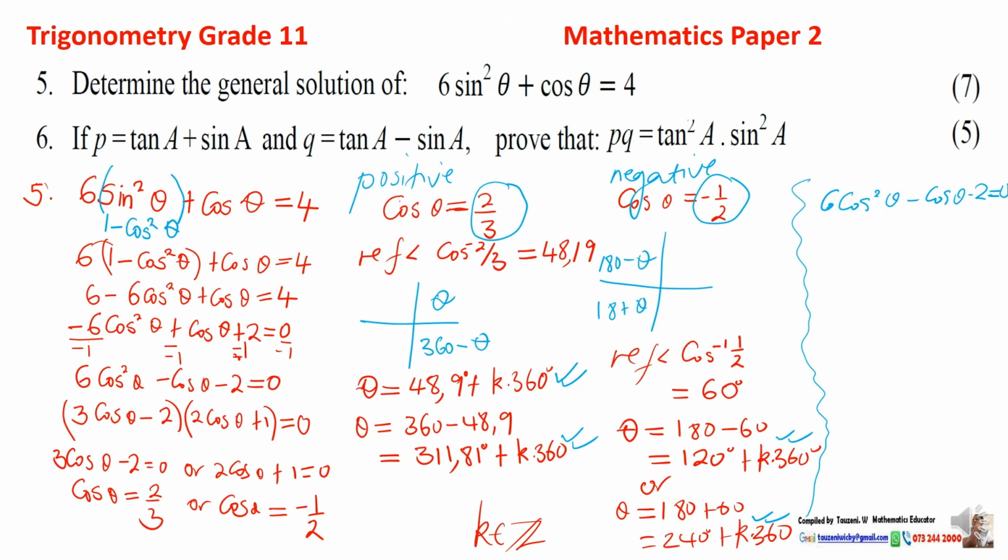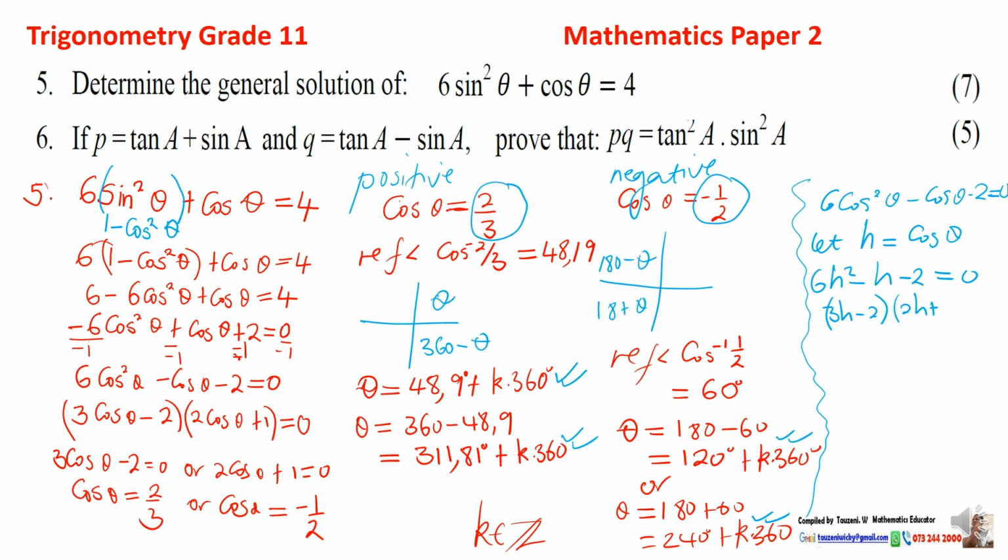You can use a different variable to just make your equation look nicer. So we can say let h be equal to cos theta. Then the equation can be expressed in terms of h. It will be 6h squared minus h minus 2 is equal to 0. Then in factorized form, that will be 3h minus 2 factor of 2h plus 1.